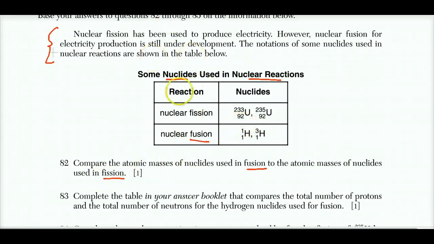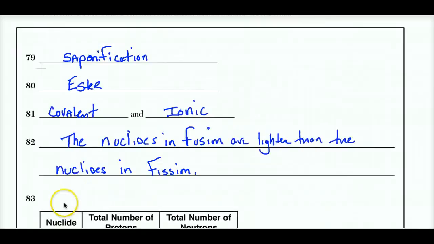Now notice how they worded it. Compare the masses used in fusion to fission. So these guys, the masses are lighter. The nuclei are smaller than the ones we try to split in fission. It's just that simple. Okay, let's go to the booklet. So the nuclides in fusion are lighter than the nuclides in fission. I mean, it's almost as if there had to be more to that question, but don't overthink these questions.